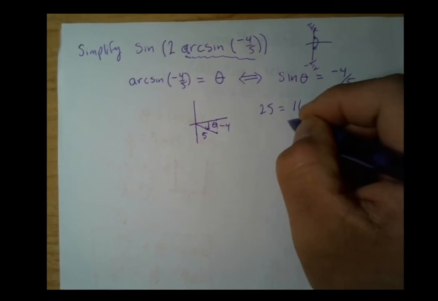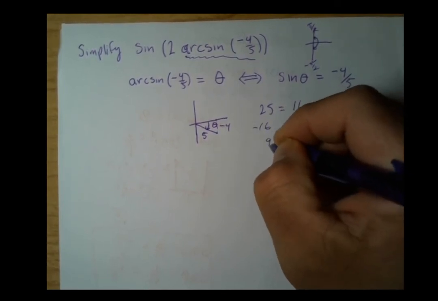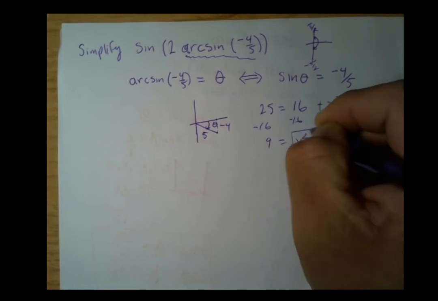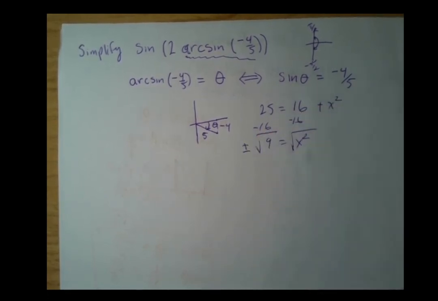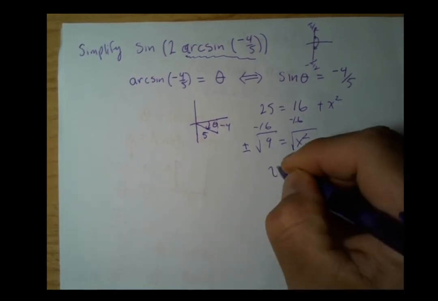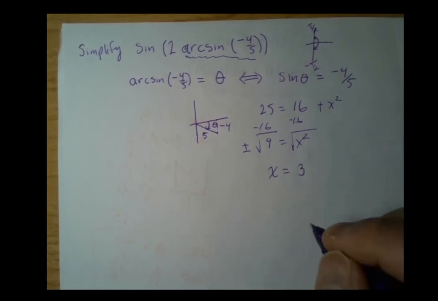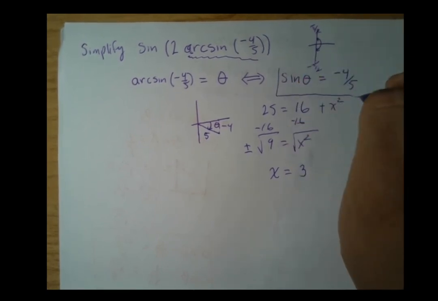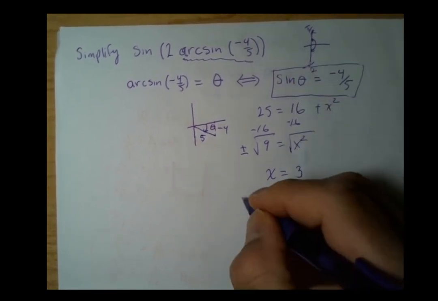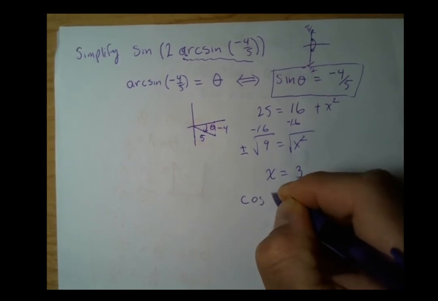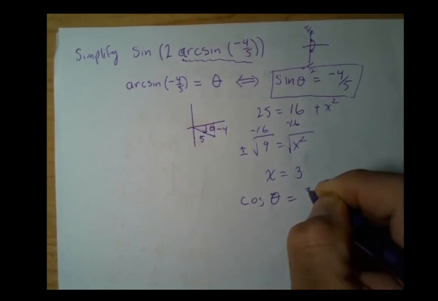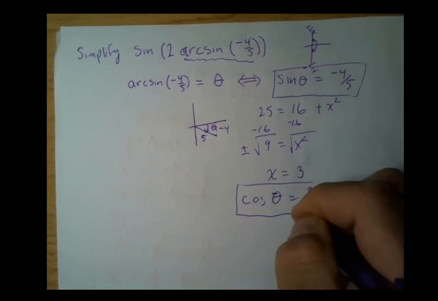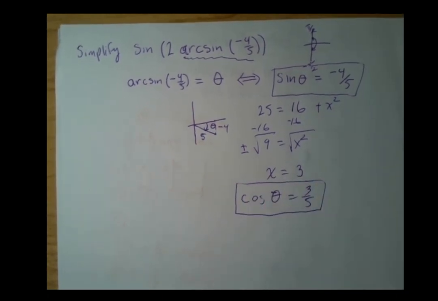So subtract 16 from both sides. We get 9 equals x squared. And then we take the square root. Right, again, always remember taking the square root of a square, we'll have a plus or minus. In this case, it's in quadrant 4. The x-coordinate is positive there, so x would be positive 3. Okay. All right, so now if we have sine of theta to be negative 4/5, cosine of theta is going to be 3/5.